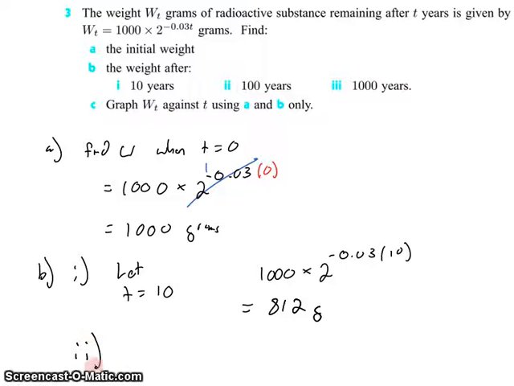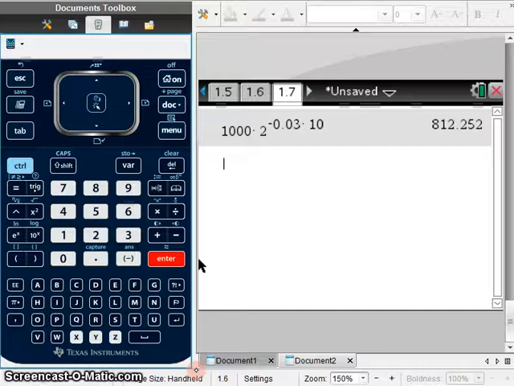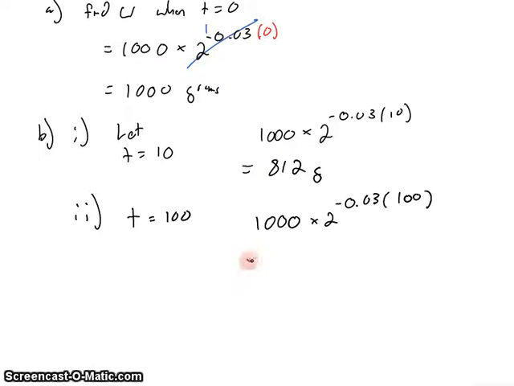For part 2, we're going to let t be equal to 100. That gives us 1,000 times 2 to the negative 0.03 times 100. And I'll turn to the calculator again, but I already have the equation typed in, so I'm just going to scroll up, press enter, and change 10 to 100. 125 grams left.